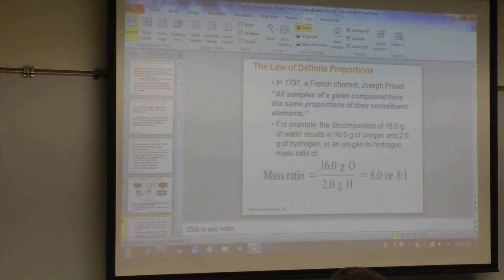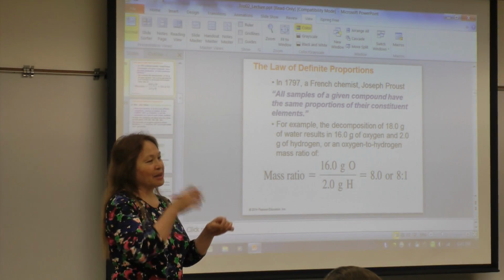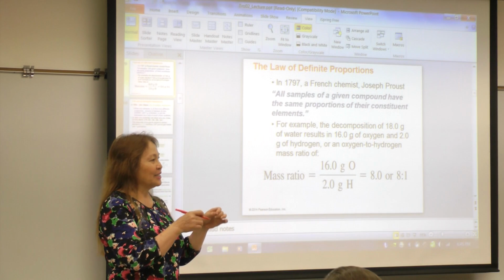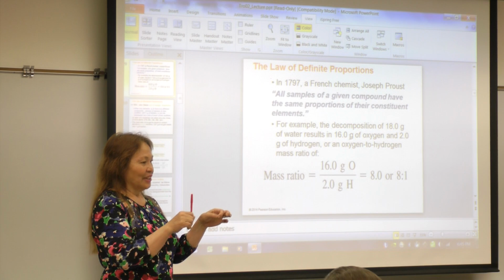Then we come up with the law of definite proportions, where samples always come up with the same proportions of their constituent elements. In other words, if you want to decompose water into hydrogen and oxygen, have you ever tried to split water? Next time I'll bring a couple of pencils and connect them with a battery, and then hook it up.